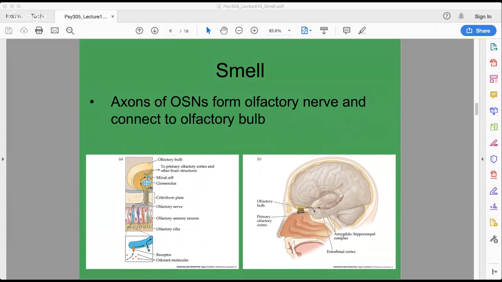The axons of olfactory sensory neurons pass through a bony structure behind the eyebrows to form the olfactory nerve and to connect to the olfactory bulb. This bony structure is the cribriform plate, and it is riddled with tiny holes, and it sits at the level of the eyebrows, and it separates the nose from the brain. Olfactory nerves are the first pair of cranial nerves, and the axons of the olfactory sensory neuron bundle together after passing through the cribriform plate to form the olfactory nerve.